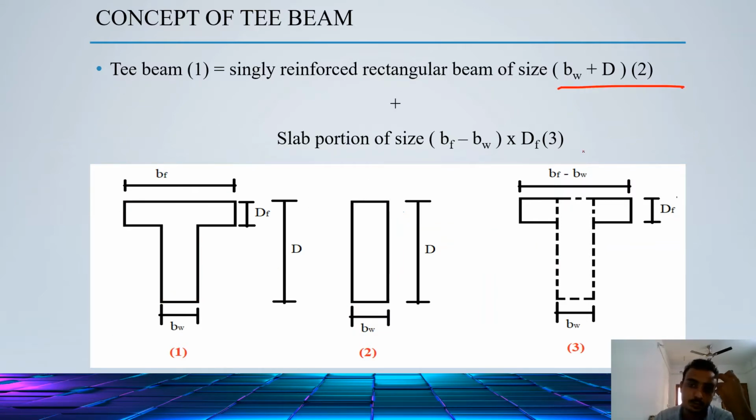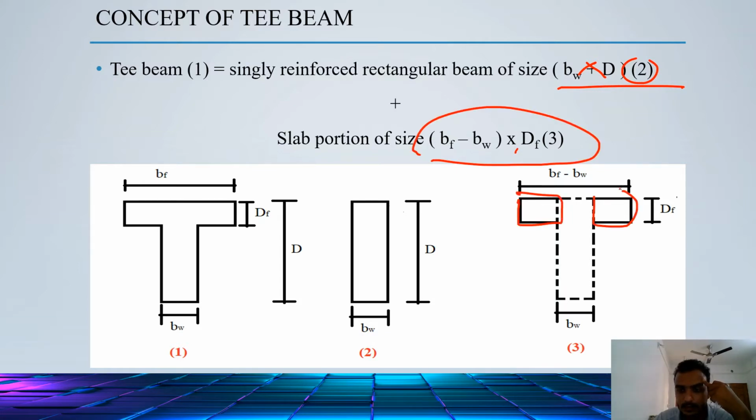Okay, BW multiplied by the overall depth, width of web into depth. Then after that, the slab portion of size here, (BF minus BW) into DF. By this summation you can find the cross-section area of the T-beam by this equation.